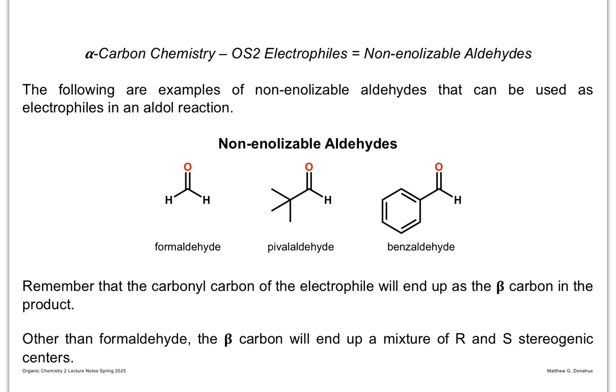So yeah, these are the non-enolizable aldehydes on the screen right now. So again, these will only act as electrophiles. There are no acidic alpha protons to deprotonate them. So they'll essentially end up as your beta carbon.